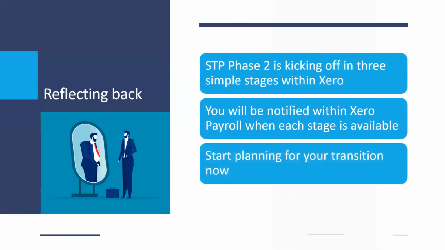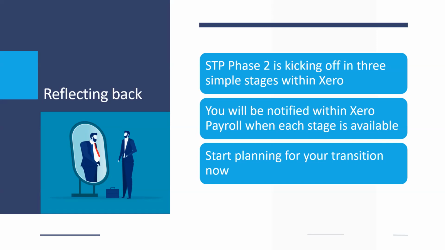So reflecting back on today's presentation and everything that you needed to know about Single Touch Payroll, because we did cover a lot, Single Touch Payroll Phase 2 kicks off in those 3 simple stages within Xero that we spoke about. Stage 1, the employee transition tool, which you can complete right now. And we went through that demonstration earlier in the presentation. Stage 2 and Stage 3, which are both coming soon. And as mentioned, we will bring you another webinar if you need more information and help on completing Stage 2 and 3 when it is released.